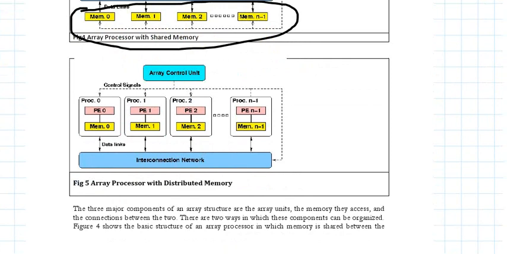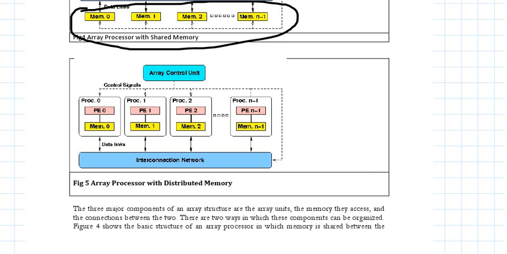If you look into this diagram, you can find that different processing elements are connected to their native memory units. That means memory unit 0 is connected to processing element 0 natively. Similarly, memory unit 1 is connected to processing element 1, mem2 is connected to P2, and so on up to n-1. Now, these memory elements are native to the individual processing elements.